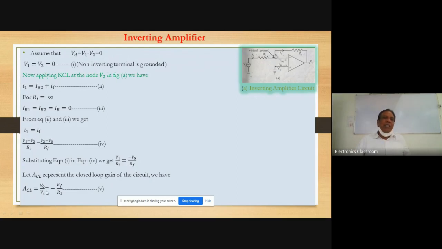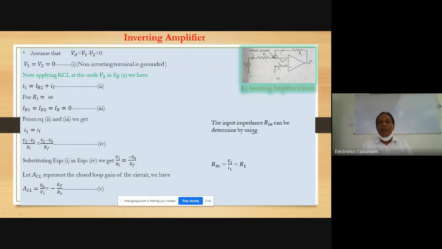ACL: A is gain, CL stands for closed loop, since there is a feedback between the output and input. There is a closed system between the output and input. So the gain of that inverting amplifier is denoted by closed loop gain ACL is equal to V0 divided by Vi is equal to minus Rf upon Ri. It is the equation of the gain of this one.